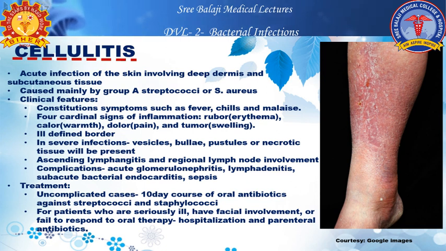The patient will be very toxic with constitutional symptoms and enlargement of regional lymph nodes, lymphangitis, and lymphadenitis. Since it is caused by streptococcus, the chances of acute glomerulonephritis are quite possible. Subacute bacterial endocarditis and septicemia are important complications of cellulitis. That is why whenever a patient comes with cellulitis, you should always rule out septicemia. You should ask for blood culture.